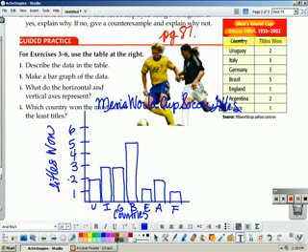Let me go here, make it smaller. Okay, so number 5. What do the horizontal and vertical axes represent? In our wrap method, what does the R stand for? Restate the question.